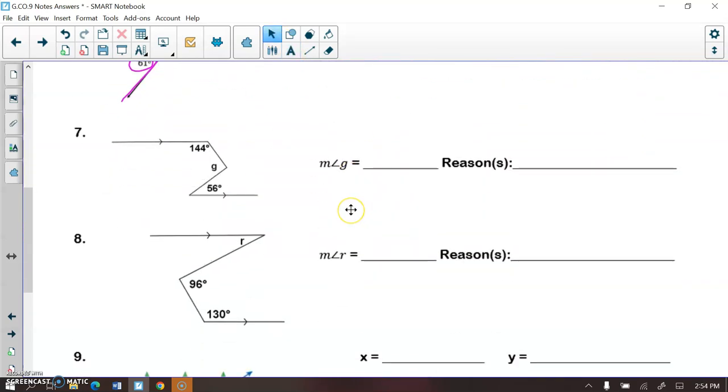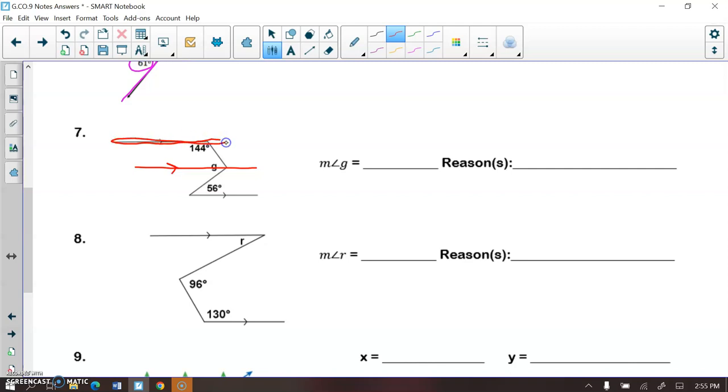All right, moving on to the next one. I'm going to draw an auxiliary line in so it's parallel to the other two parallel lines, but it's not necessarily cutting angle G in half. Looking at that parallel line, with this parallel line and this transversal, this 144 degree angle and this part of angle G are same side interior angles, so they're supplementary. 180 minus 144 gives us that this angle here, or this part of angle G, is 36 degrees.